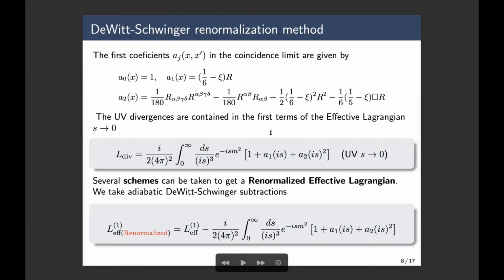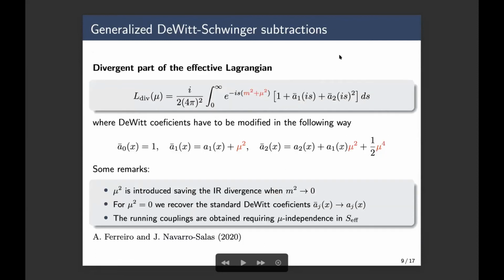So now we can compute the one loop correction by taking the analytic solution coming from the equation of the field modes, and subtracting these adiabatic terms. So as Antonio said, this arbitrary parameter mu can be introduced, for example, in order to take into account an infrared divergence when the mass goes to 0. And this will produce the running of the parameters of our theory. The Debye coefficients have to be modified in the following way.